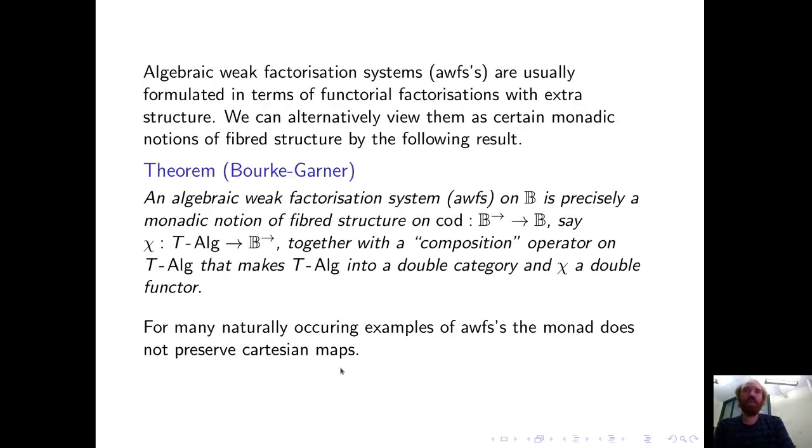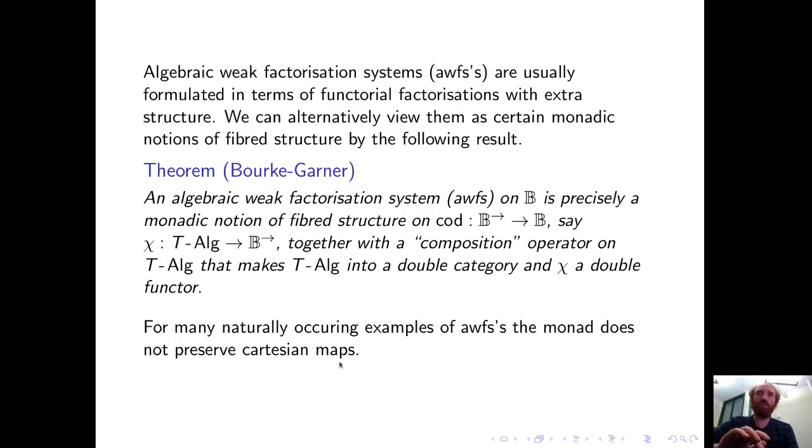So an important special case of these is algebraic weak factorization systems. These won't usually be defined as notions of fibre structure, but you can define them this way, and I'm going to do that today. This is equivalent to the usual definition by a theorem of John Bourke and Richard Garner.